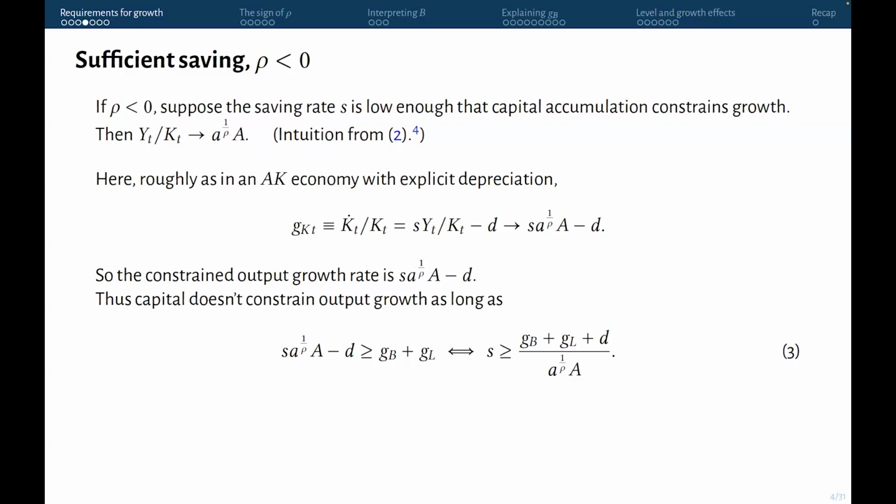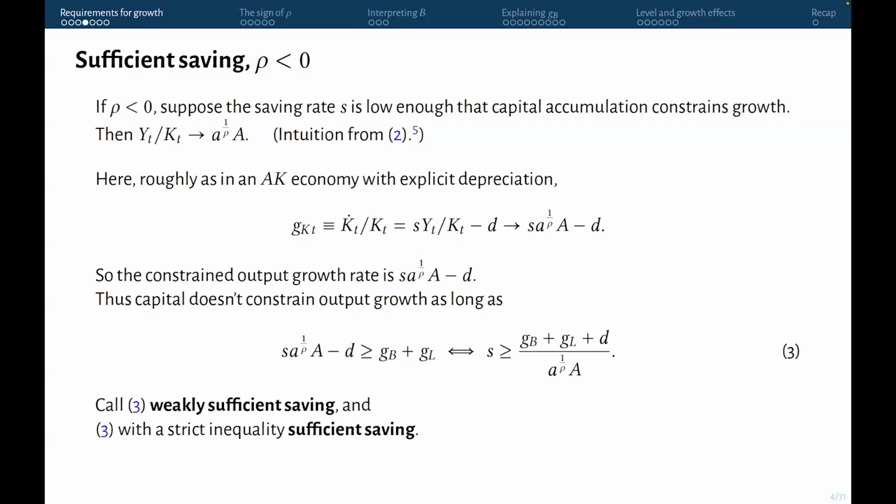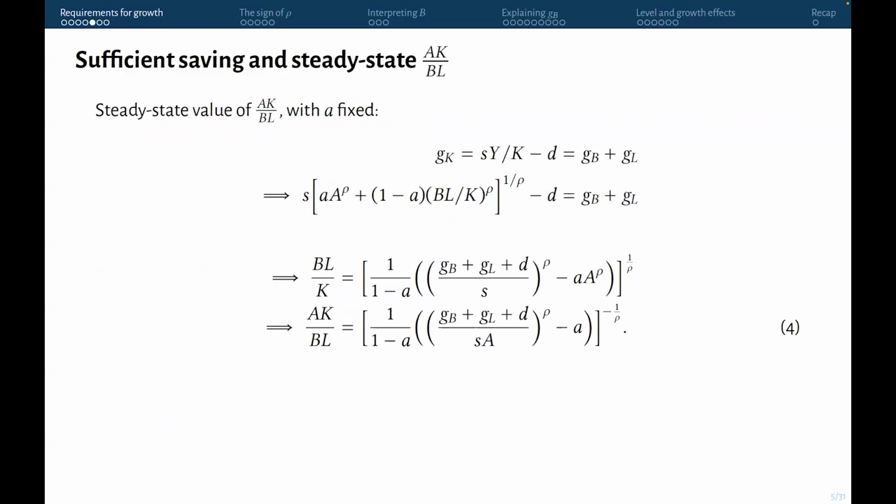So rearranging, this is the savings rate you need to not be constrained by a lack of capital accumulation. We'll call that condition weakly sufficient saving, and with the strict equality, we'll call it sufficient saving. Got it? Okay.